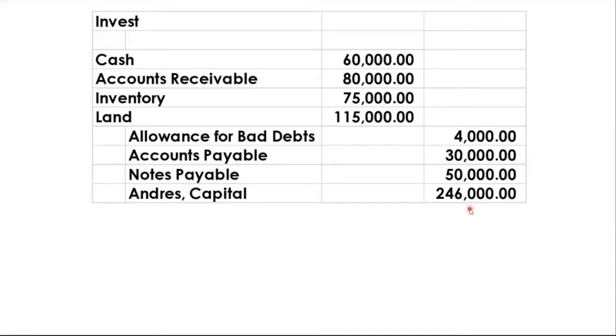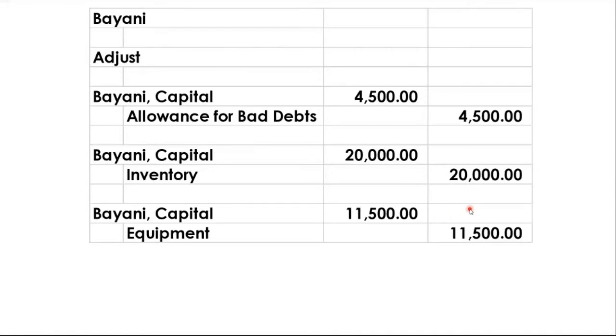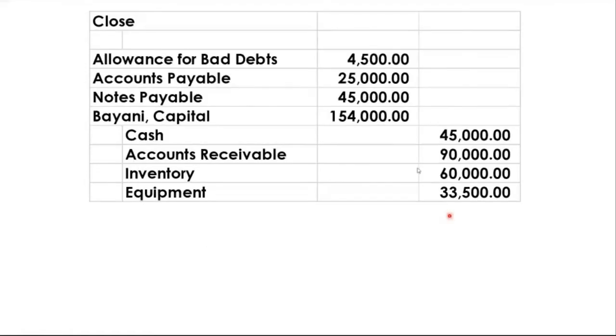We go to Bayani. So the adjustments for Bayani will be the 5% allowance for bad debts, which will be debited to capital, the decrease in inventory of 20,000, and the decrease in the value of the equipment by 11,500. After that, your capital for Bayani will be 154,000. It started with 190, correct?